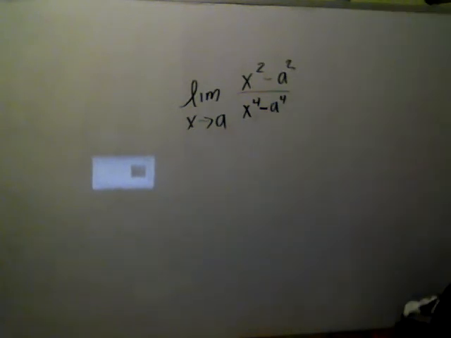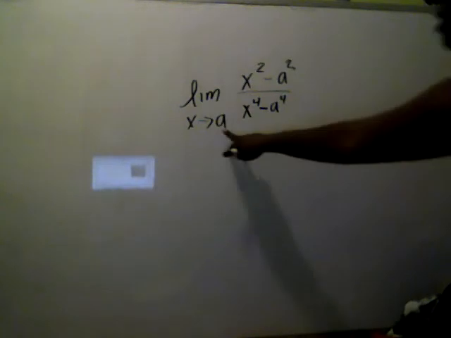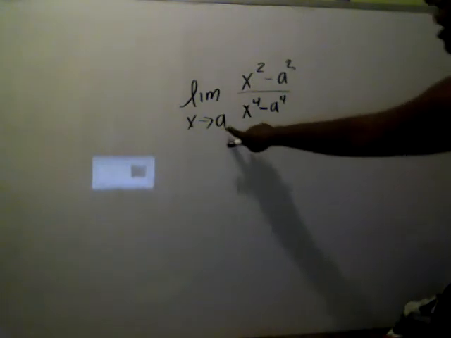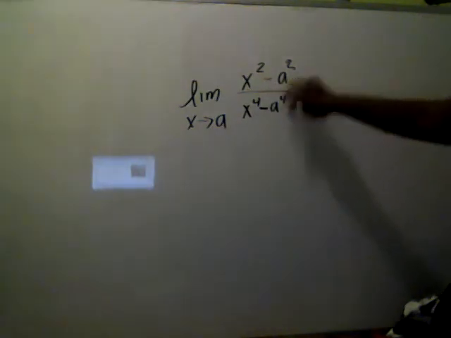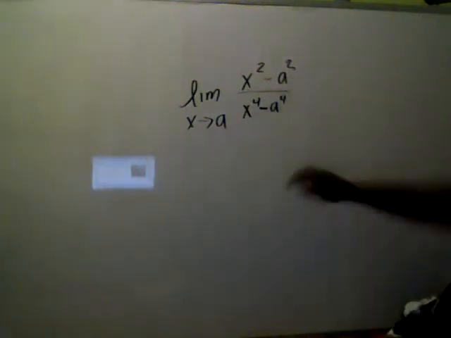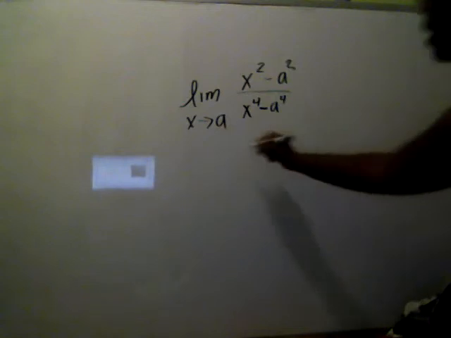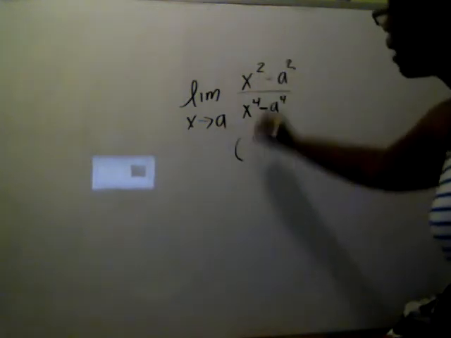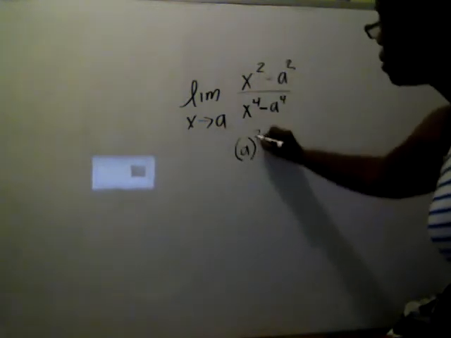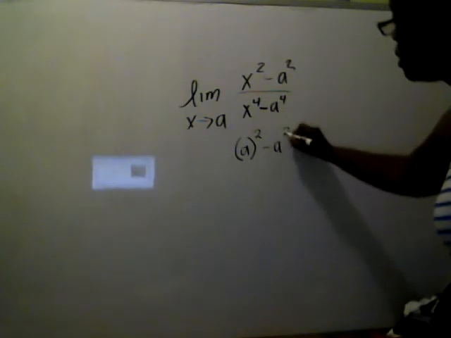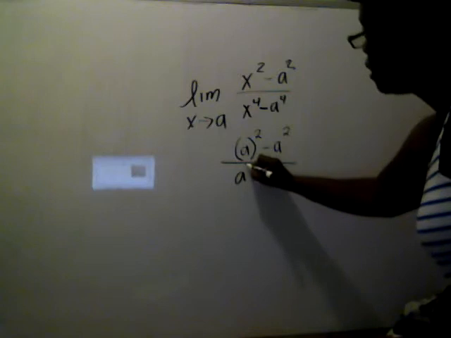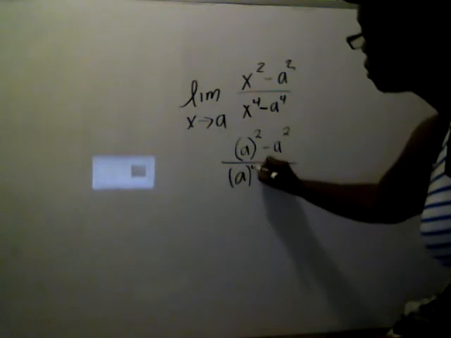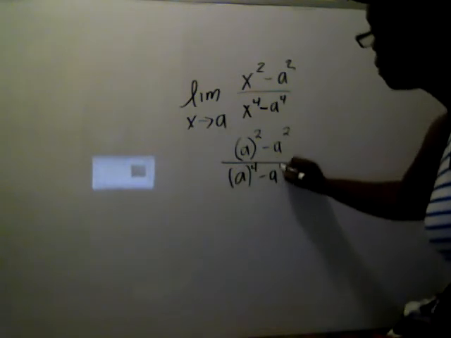Okay, so we are going to do what we would normally do if this happened to have been a number. We're going to put a in for the x values because that's our variable. The a is some constant number. So we're not going to substitute a in for a because it's already there. But instead of x, we're going to put an a. So this would be a squared minus a squared over a to the 4th minus a to the 4th.